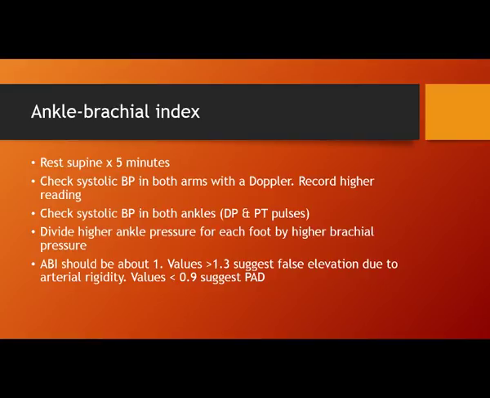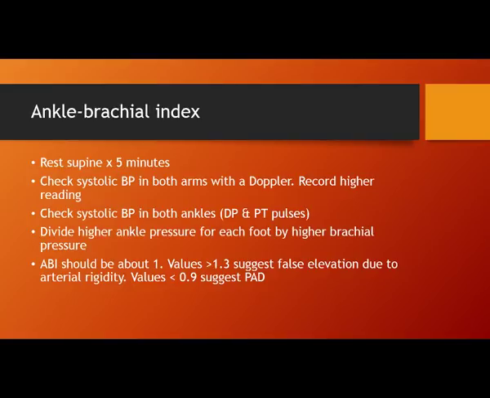So, first thing, you're going to let the person rest supine for 5 minutes or more. Then you'll check systolic blood pressure in both arms using a Doppler and record the higher reading. Whichever arm it's higher in, record that reading. That's going to be your arm reference. Then you'll check in both ankles, and you can check the dorsalis pedis and the posterior tibial and see which one is higher of those two.